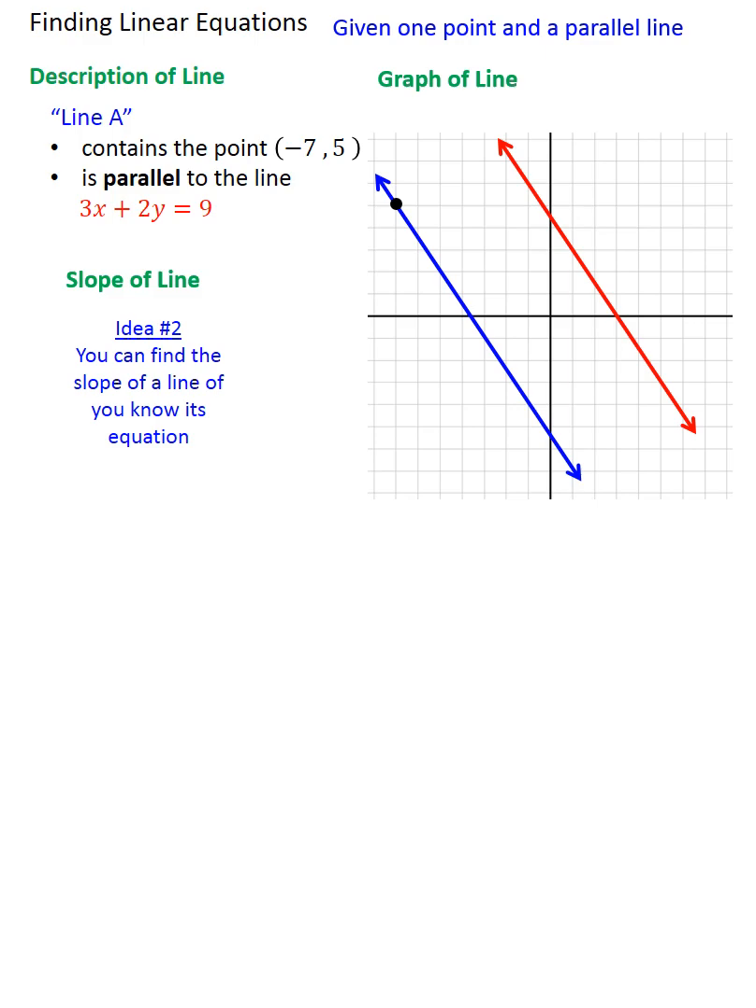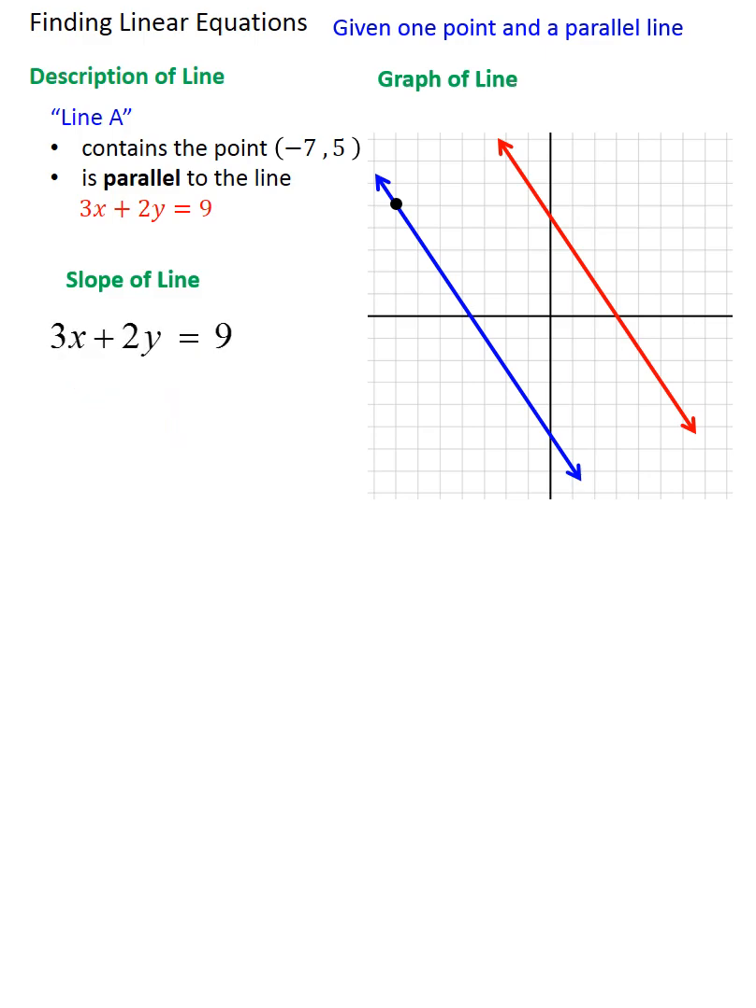Instead, let's use idea number 2 that we just developed. The notion that if I know the equation of a line, I can find its slope. Well, here's what I'm going to do. I know the equation of the red line. I'm going to use that to find the slope of the red line. But guess what? Idea number 1, the slope of the red line is the slope of the blue line. And that's the logic that's going to guide me through here.